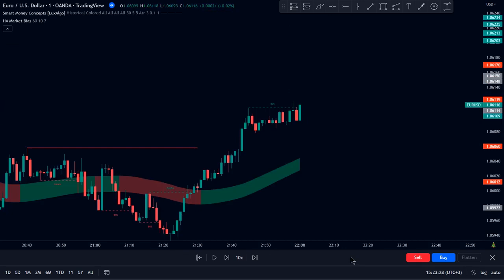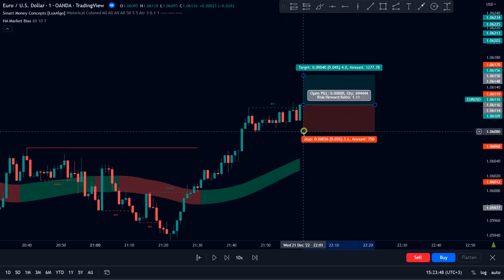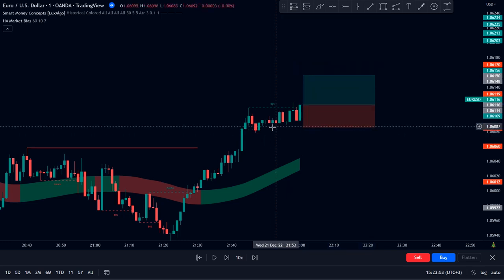Here's one more example. CHoCH label in the red zone, BOS label in the green zone. We enter a long trade here. Set our stop loss below the most recent swing low, which is this one right here.